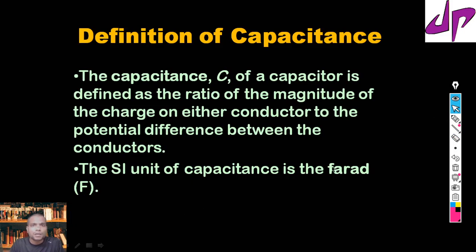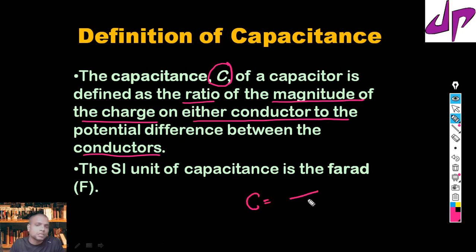So let's see further. According to the capacitance definition, which is a very important definition, the capacitance, for which we use the letter C, of a capacitor is defined as the ratio of the magnitude of the charge on either conductor to the potential difference between the conductors. Now if we write that as a simple formula, the capacitance of a capacitor C equals a ratio, which means we have to divide.